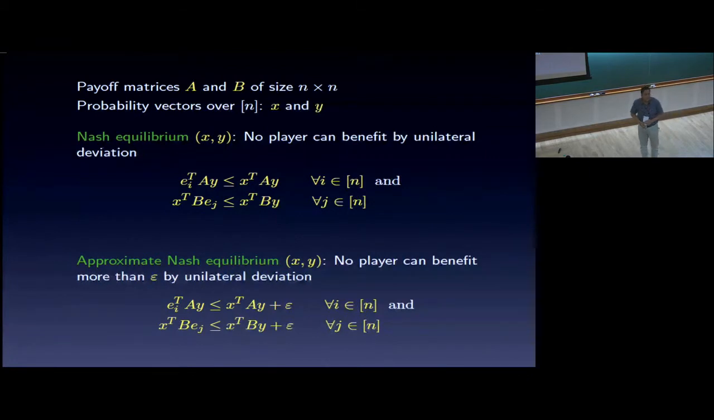So it's called the best response condition. It means that X is completely supported on the largest coordinates of A. Yes, it's an equivalent definition of Nash equilibrium. Exactly. It's called the best response.